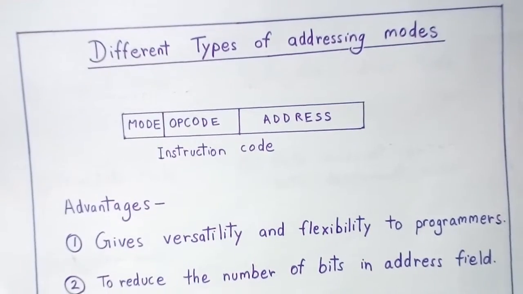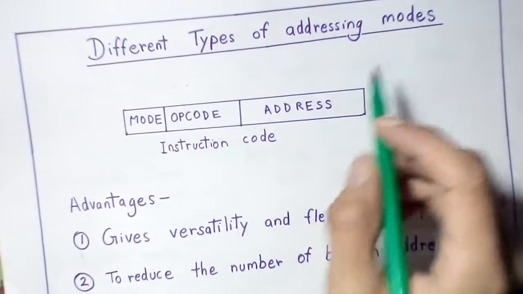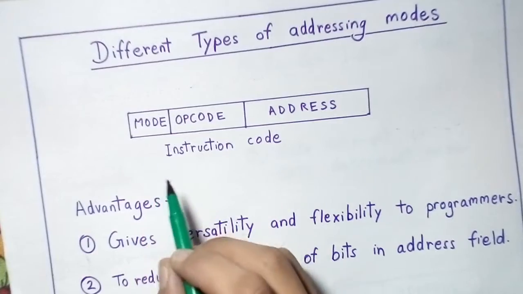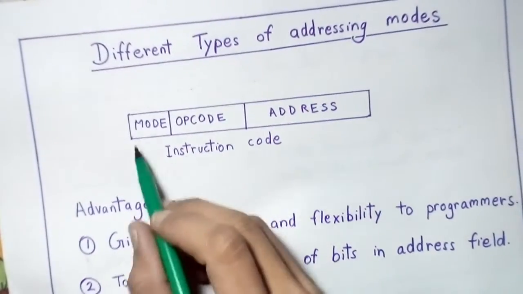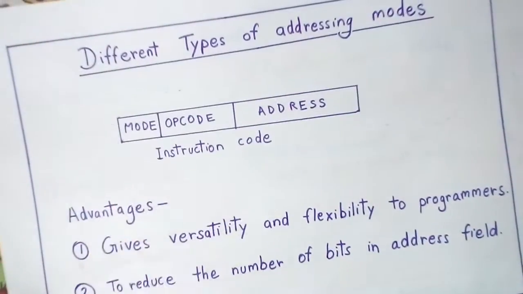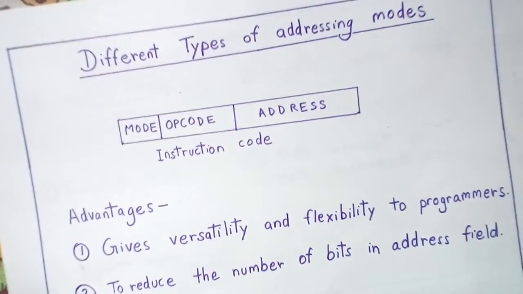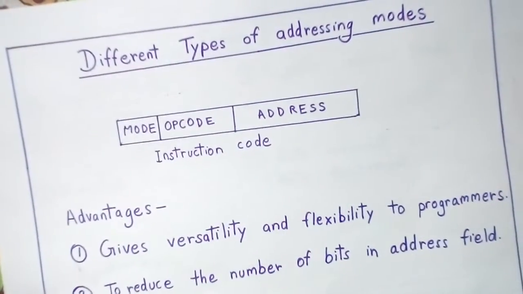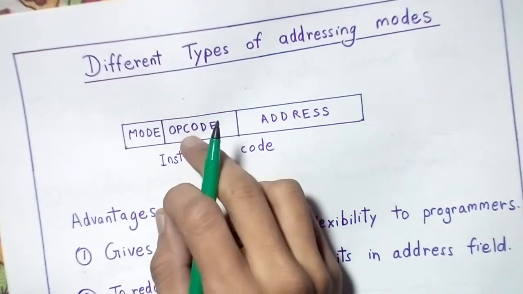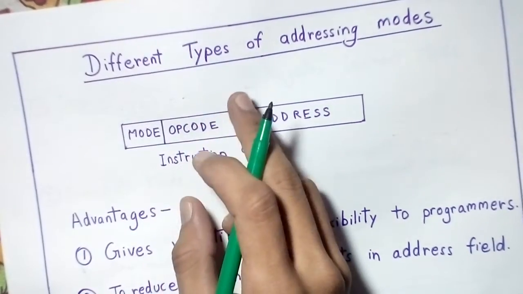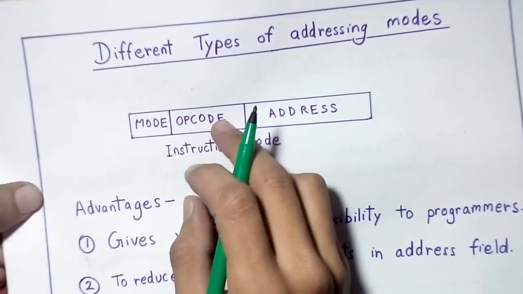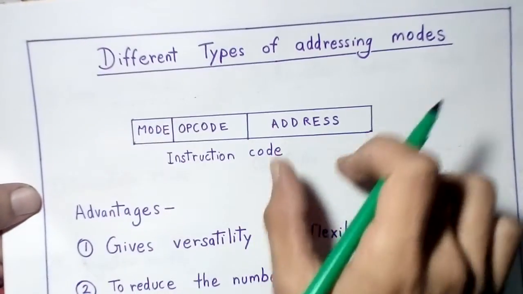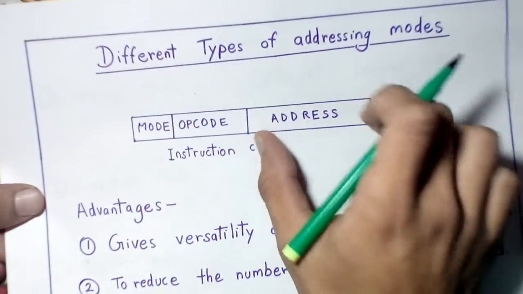Different types of addressing modes apply to instruction code. In instruction code there are different fields. The first field is the mode, the second is the opcode, and the last is the address part. Opcode specifies the instructions such as add, multiply, subtract. All these instructions will be there, and the mode specifies how the address part will be accessed.